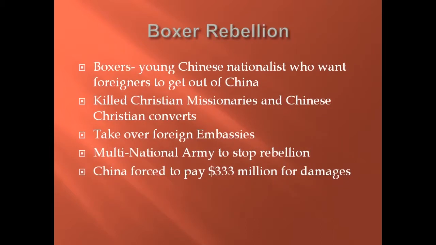Next up, we have the Boxer Rebellion, which basically devastated China. What happened was a bunch of young Chinese nationalists got tired of white Christians attempting to convert all of China, and so they started a bunch of riots all over China, which was basically unable to stop them. These riots pissed off all predominantly white nations that were involved with China, and so they all decided to form a multinational army, which was paid for by China, to put down the rebellion. China was forced to pay a whopping $333 million bill for the damages, and this really crippled China at the time.